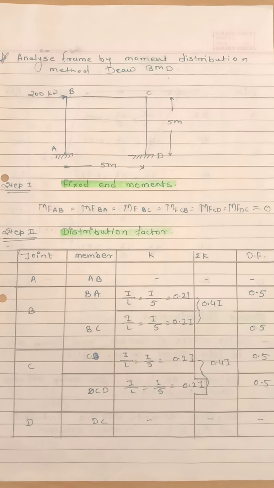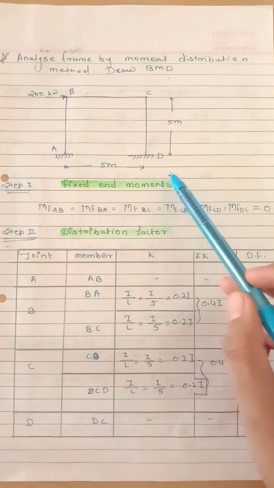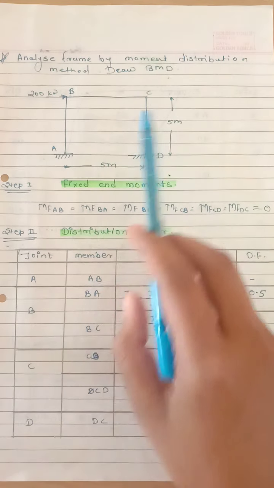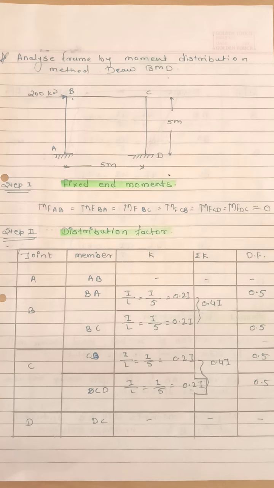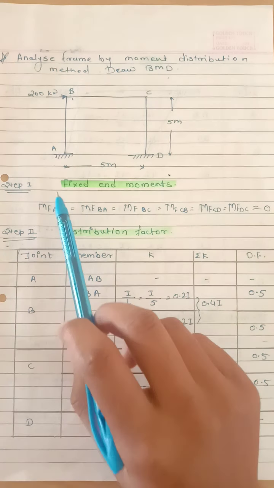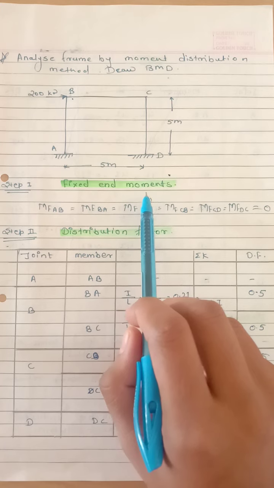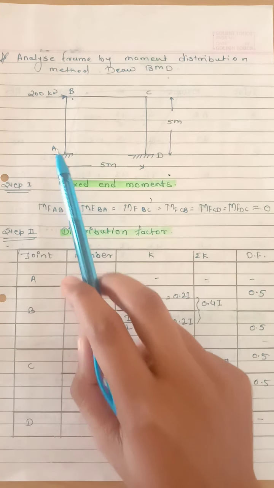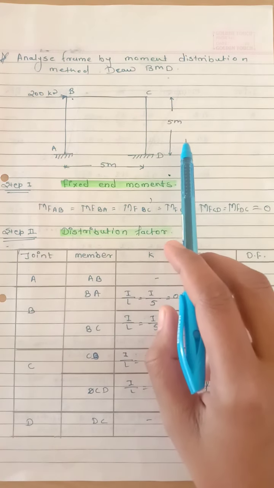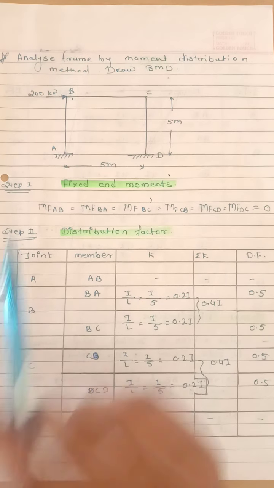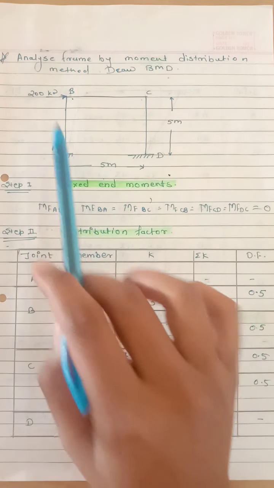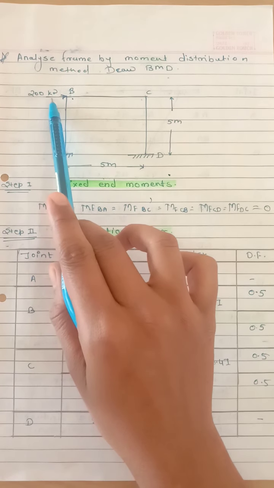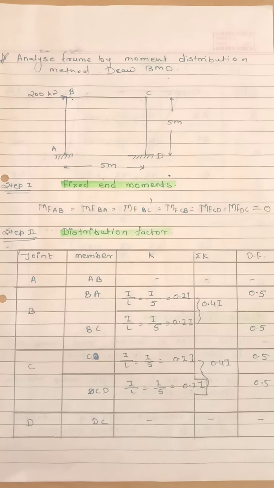An ABCD frame has vertical columns AB and CD and horizontal beam BC rigidly connected at points B and C. Supports A and D are fixed supports, and the height of columns AB and CD is equal to 5 meter, and the length of beam BC is 5 meter. At point B, a 200 kilonewton horizontal point load acts.